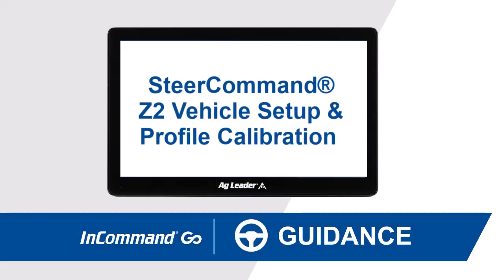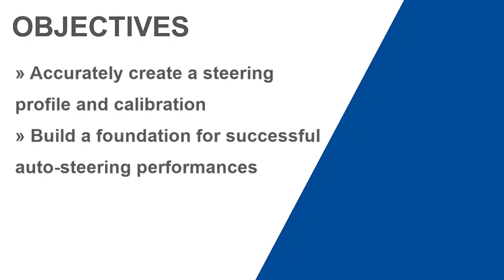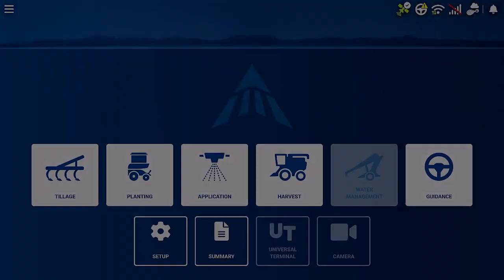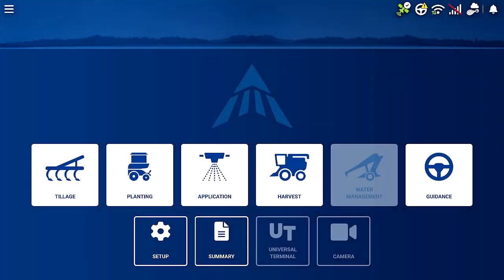In this video, we will cover the process of setting up a vehicle, its steering profile, and a full calibration through SteerCommand Z2. Understanding how to accurately create a vehicle steering profile and navigate through the calibration process will ensure successful auto steering performance. First, we must create a vehicle.